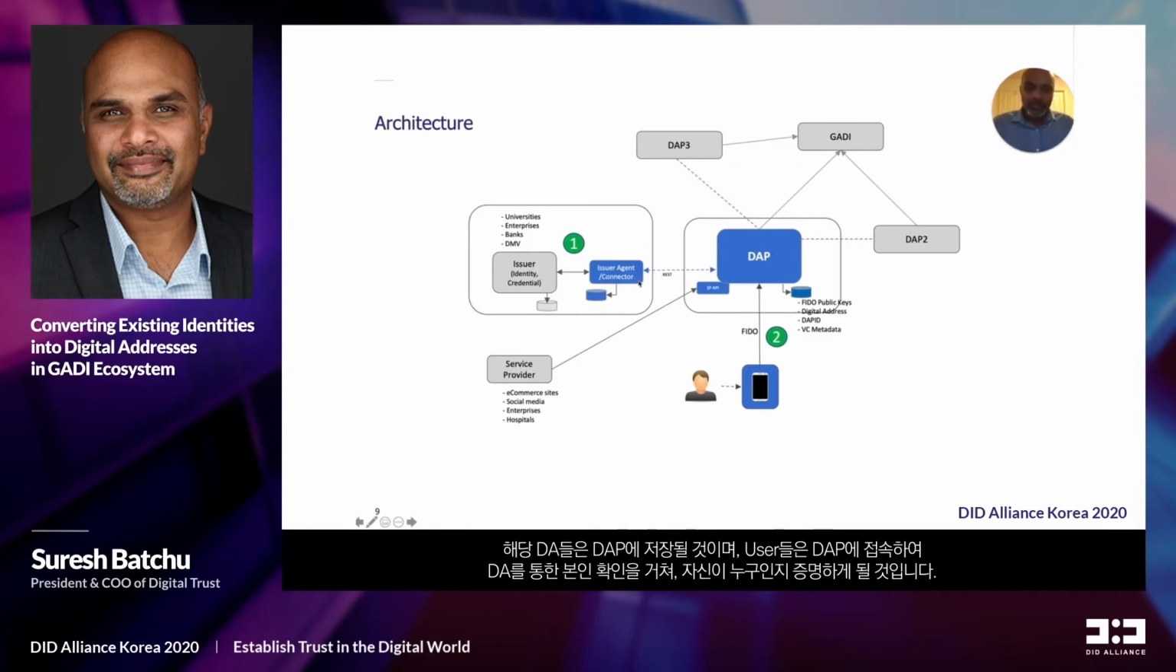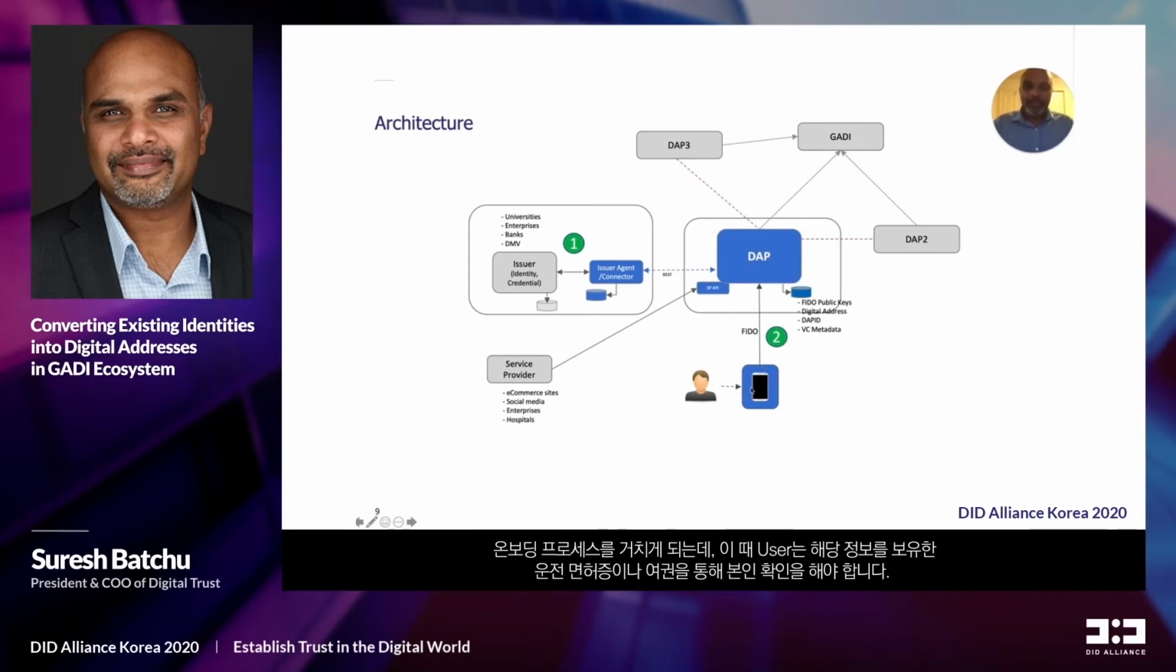Those digital addresses are the ones that will be pushed to the DApp, and users will be able to claim their digital addresses by connecting to the DApp and proving who they say they are. For example, Tom wants to claim his digital address. He will scan the QR code, which will have the digital address.